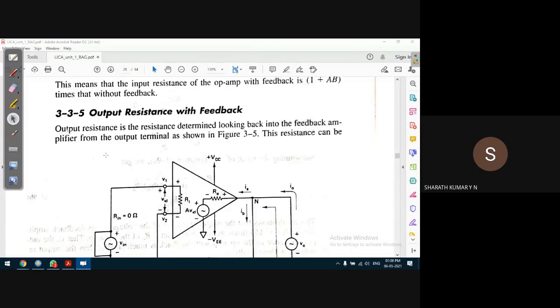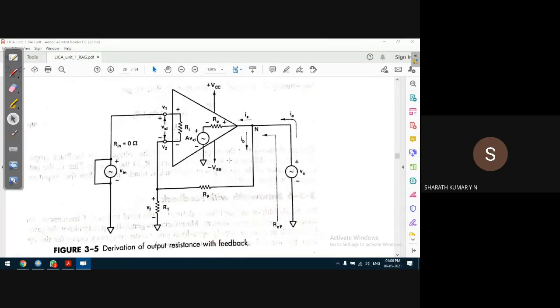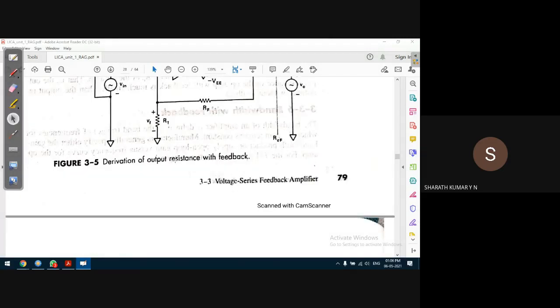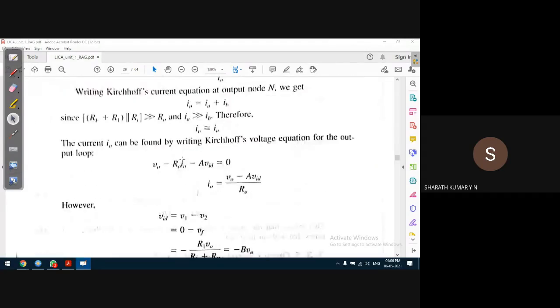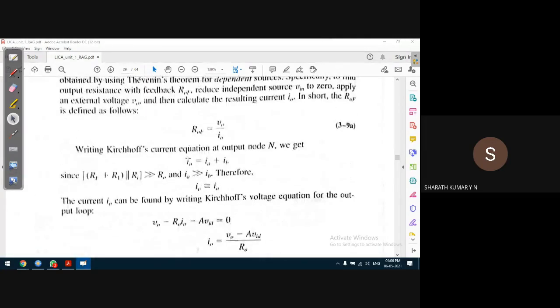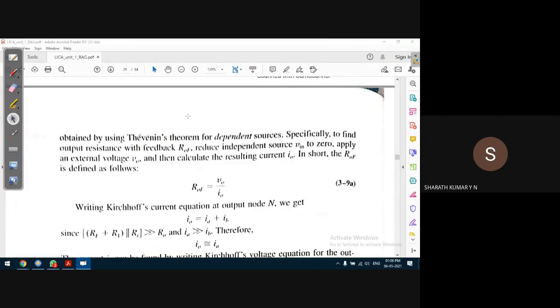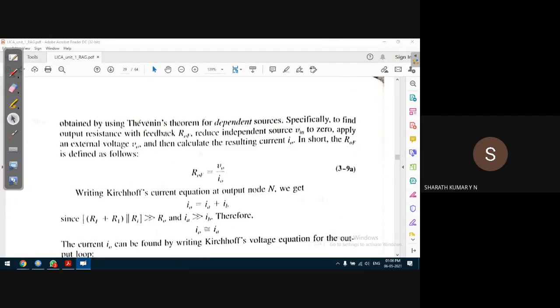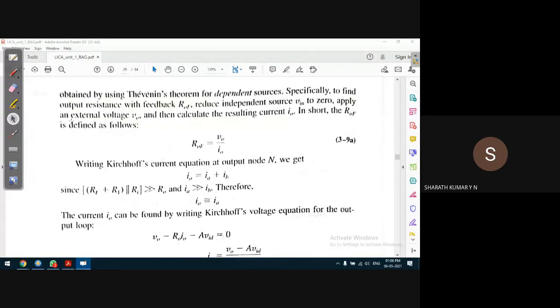Anyway, output resistance. Just 2 more minutes. Output resistance without feedback is R0. What happens to this R0 with feedback? It is given here. Sorry for the scanning, I could not scan this page properly and didn't notice, that's why it looks very bad.